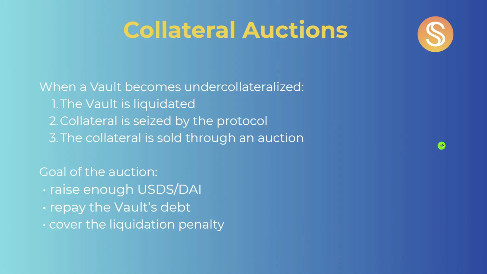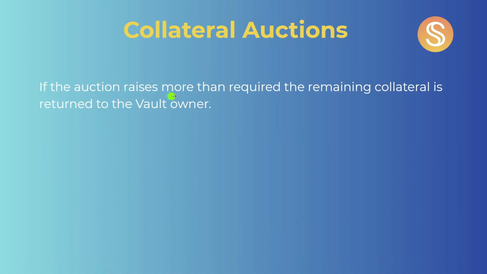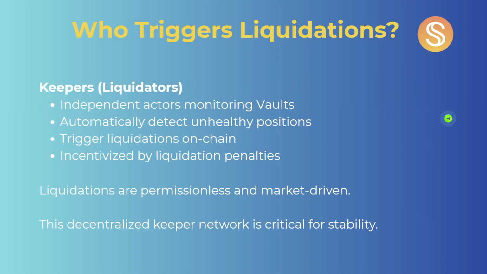So what happens when our vault is under collateralized? It triggers the collateral auctions. So the vault is liquidated, the collateral is seized by the protocol, and the collateral is sold through an auction. The goal of the auction is to raise enough USDS or DAI to repay the vault's debt and cover the liquidation penalty. If the auction raises more than required, the remaining collateral is returned to the vault owner. Okay, so there is no stealing of collateral.